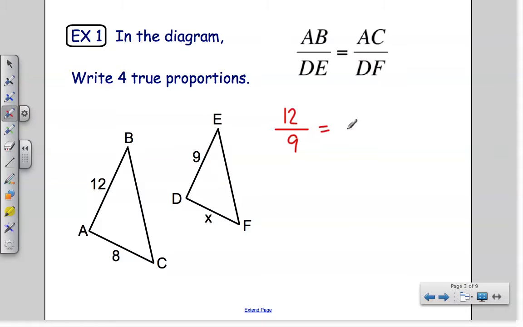Equals, where is AC? I'm going to put that number here. AC, that's a length of 8, over DF, and DF is labeled as X. I was told to write 4 true proportions. I guess I don't have to solve. I could, right? But there's my first true proportion.